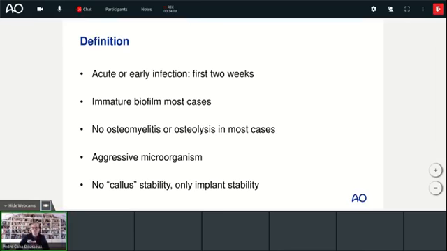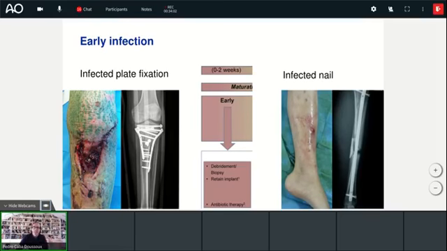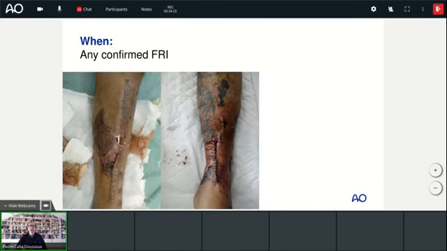We have two broad scenarios, plate infection and nail infection. I will talk mainly about plates, and then Lisa will talk about nails. So when? Well, this is a simple question, but it's not always easy to take the decision because we have to take the patient back to the OR.